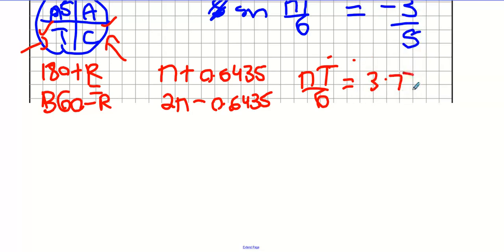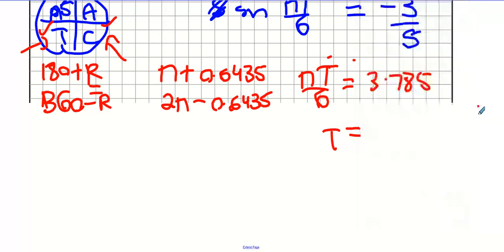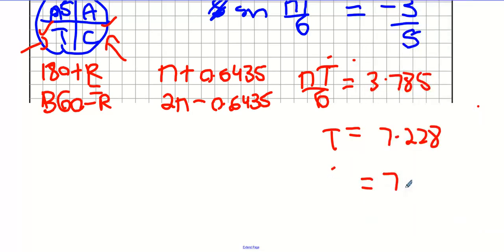3.785. To find the time, we're going to multiply by 6 and then divide it by pi. So we multiply by 6, divide by pi, and we get 7.228. And then we press the change button, this button here. It says what time, so 7:14 a.m. because 7 hours, 13 minutes and 44 seconds. So it's 7:14 a.m.